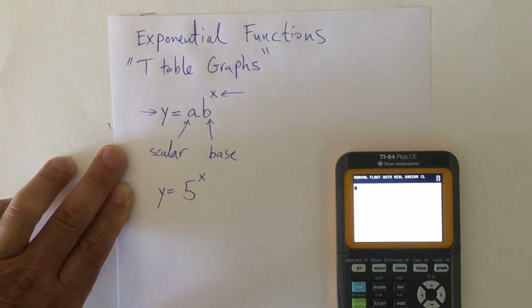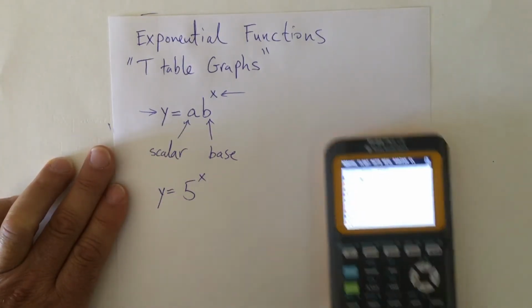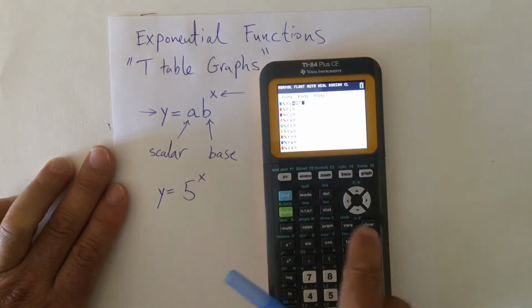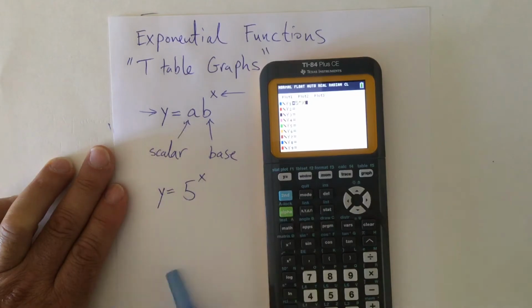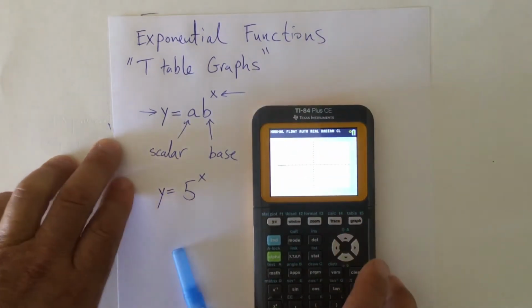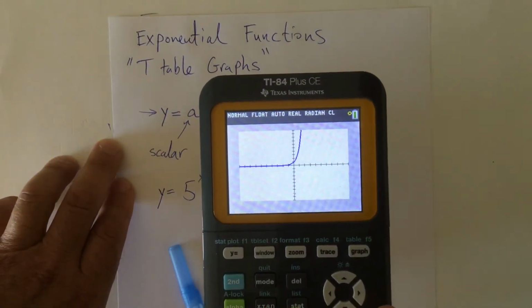Now, just so you know, if you want to check your answers to see if they are correct, you're going to go to y equals, and enter y equals 5 to the power of x, and you're going to hit graph. Let's get that a little closer. There we go. That's what your answer is going to look like.